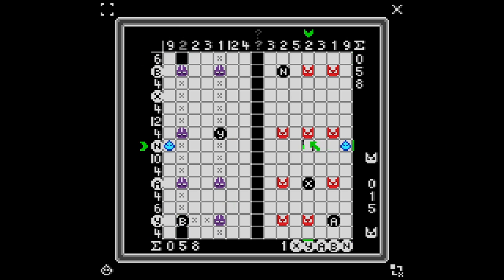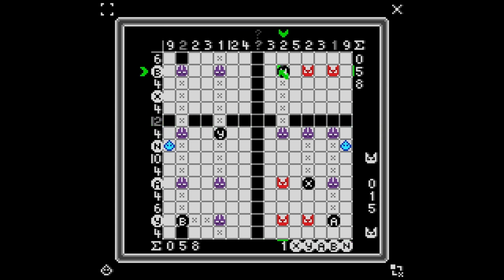Now let's see. This bunny can only be hit by this bomb. This bunny only by this one. And this bunny only by this bomb. And now we see this row has 3 empty spaces, which means the rest have to be walls. And now we see that these two bunnies can only be hit by this bomb. And also this column is gray.